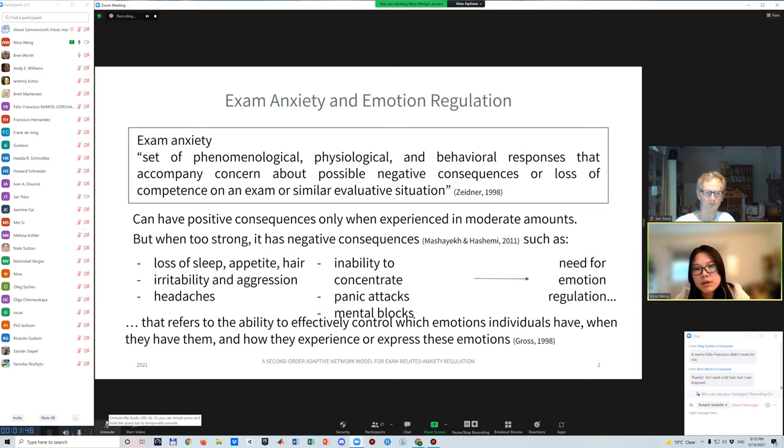Because once this emotion becomes too strong and overwhelming, it can bring a lot of adverse effects, such as the loss of sleep, the inability to concentrate, or headaches. And all these negative consequences may significantly hamper individuals' performance during the evaluation situation. So the solution that the literature stresses for this sort of problem is improving emotion regulation strategies, which are, as their name indicates, the strategies or even abilities to effectively control what emotions we experience and when and how we express them.